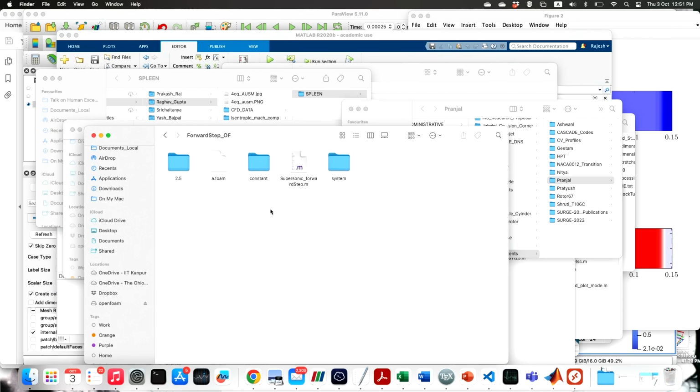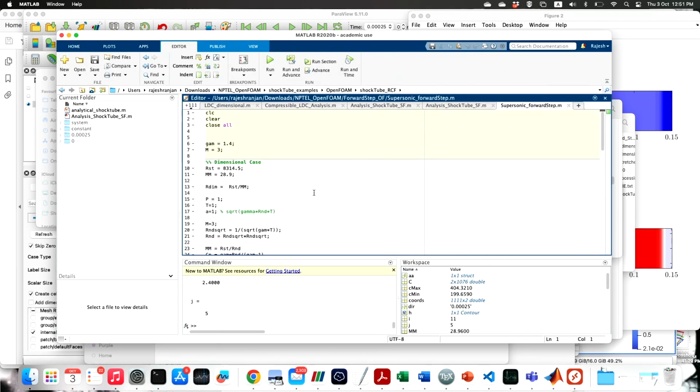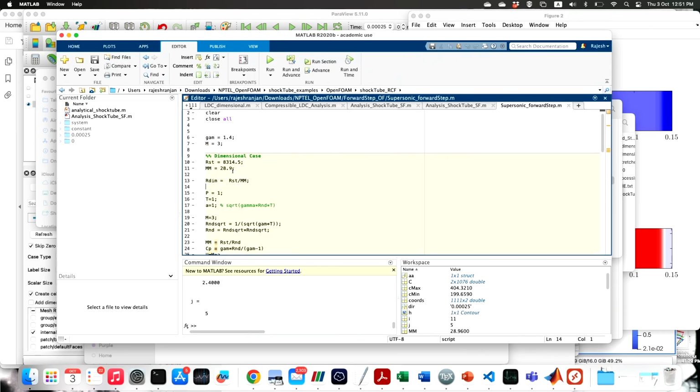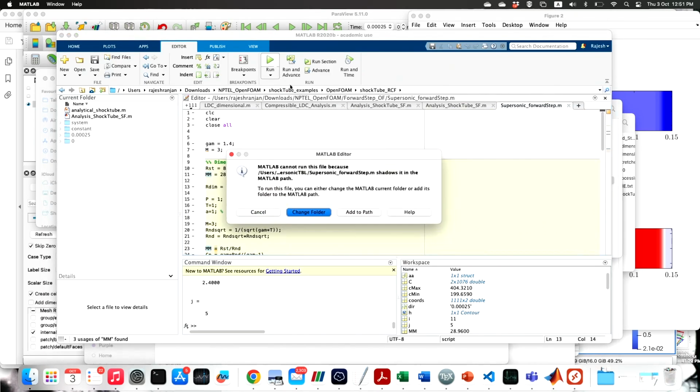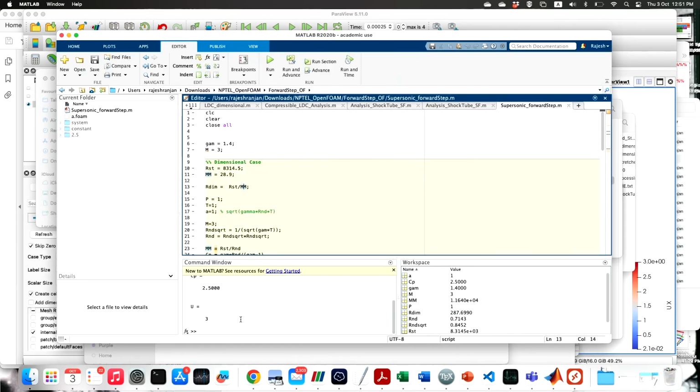Yeah, this is the forward step. Okay. So, let me scan it. Okay. So, I am not considering this molecular mass of 28.9.